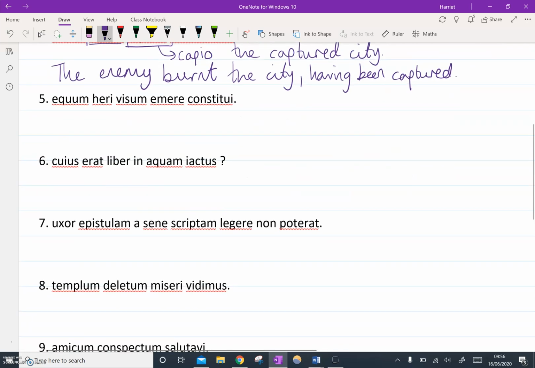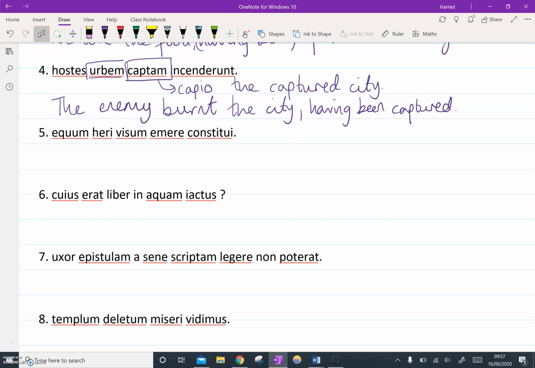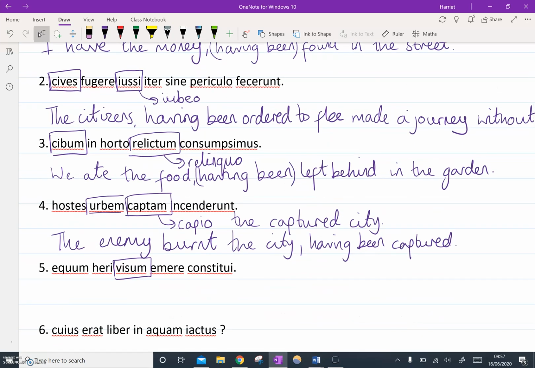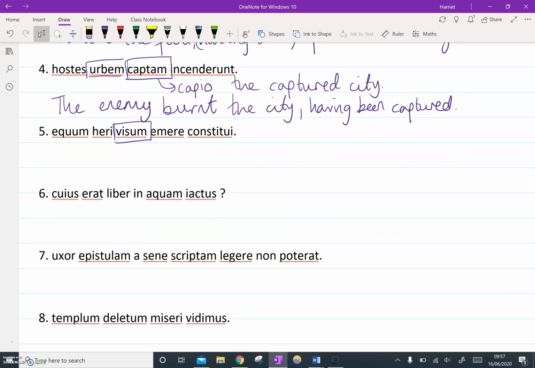Okay, number 5. The PPP this time is visum. You'll notice a lot of the PPPs are easy to spot because they have a t in them. So captam, relictum, inventam. But Yussi from number 2 and this one, visum, are a bit more irregular, so they're a bit harder to spot. But visum is from the verb video, I see. And it's accusative, masculine singular, just like this word here, the horse. Let's not start with it because it's accusative, so there's no nominative. Let's start with the verb then.